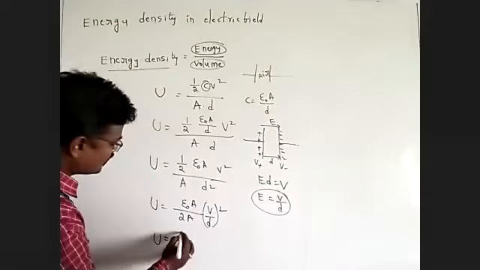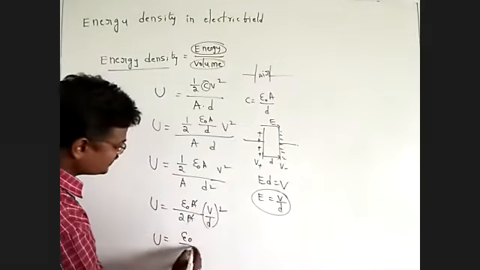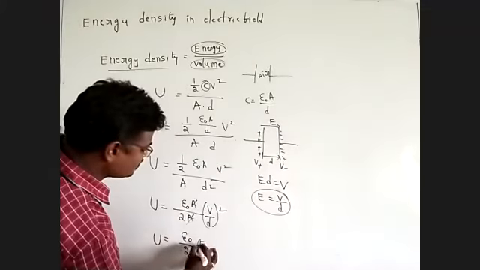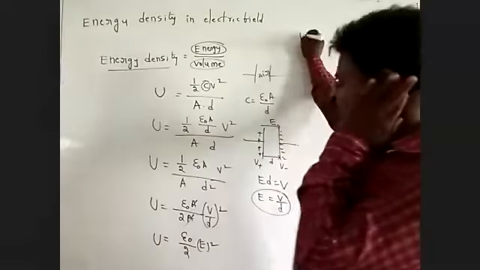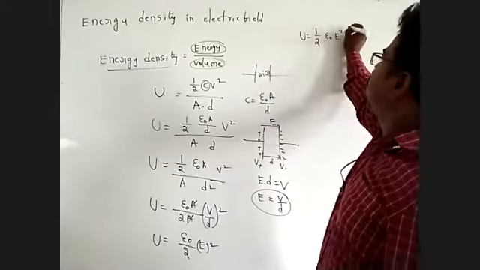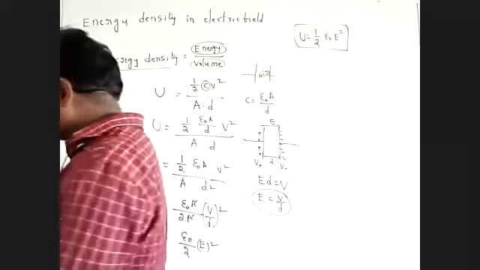So U is equal to epsilon naught by 2, V by D, and V by D means E, that is E square. We write U is equal to 1 by 2 epsilon naught E square. This is the energy density formula, energy density in electric field.